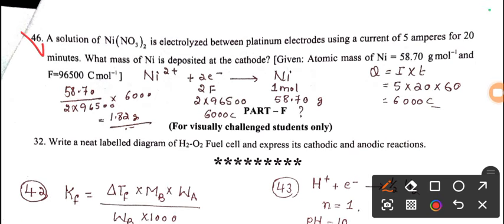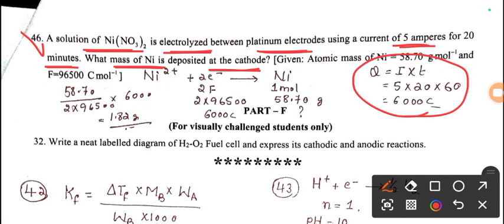This is from electrochemistry. A solution of Ni(NO3)2 is electrolyzed between platinum electrodes using 5 ampere for 20 minutes. What is the mass of nickel deposited at the cathode? So first of all, you find out Q. Q is equal to current I into t. Current is 5 ampere. Time is 20 minutes. Convert into seconds. You will get 6000 coulomb.